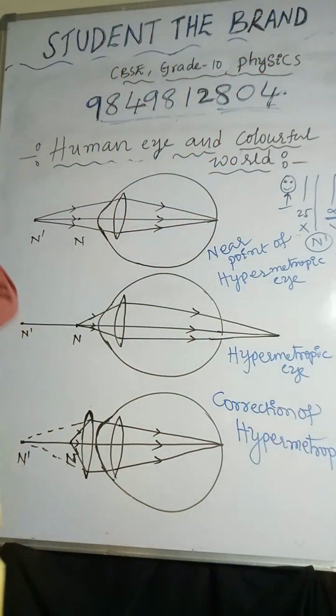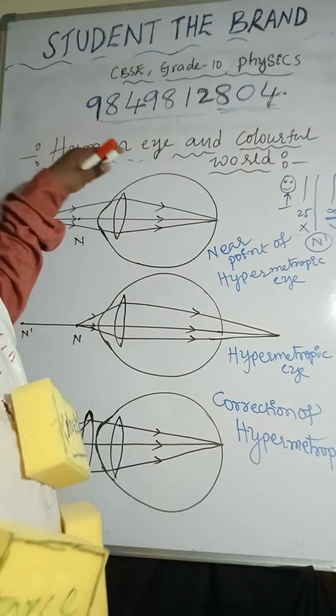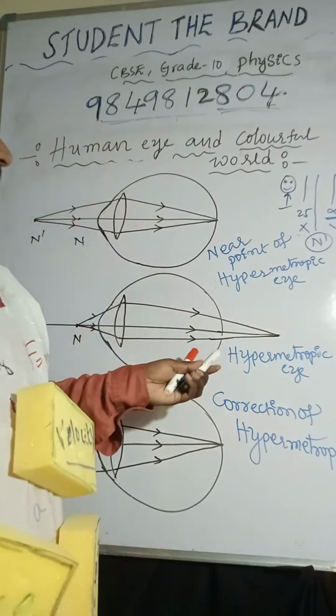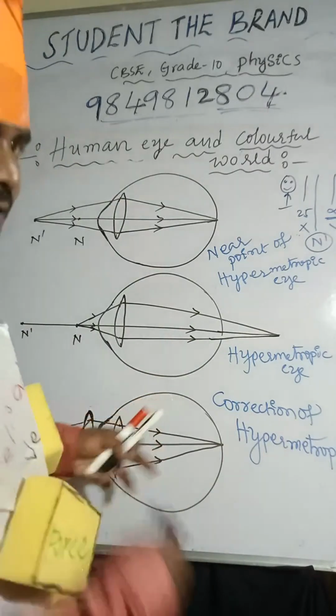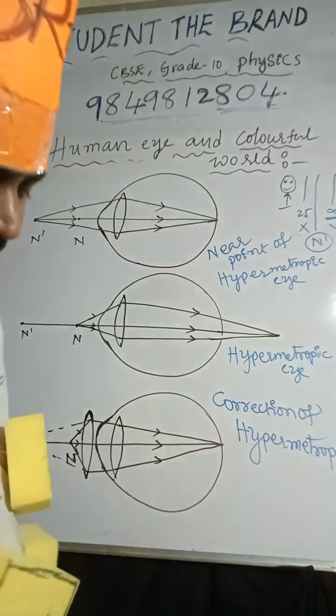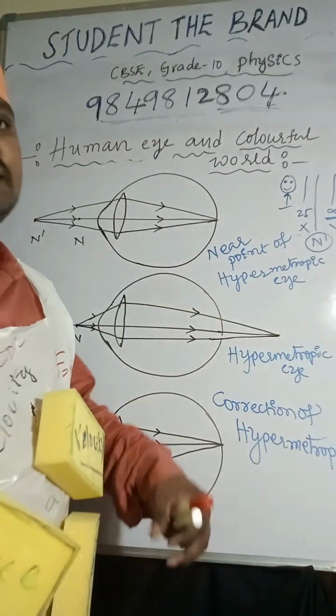Okay, correction of hypermetropia. I hope it is very clear. Now check once. So near point of the hypermetropic eye and correction of hypermetropia. Done.